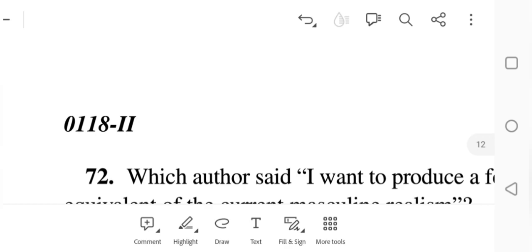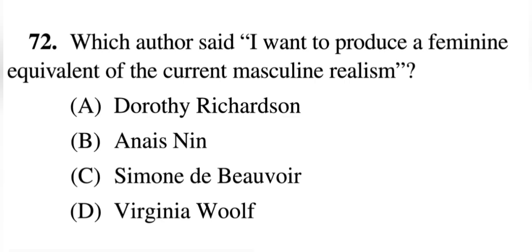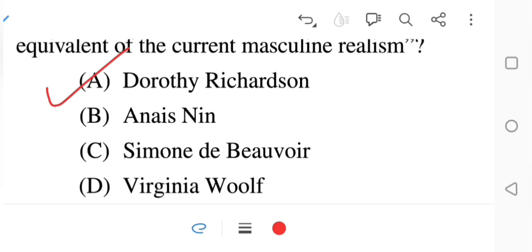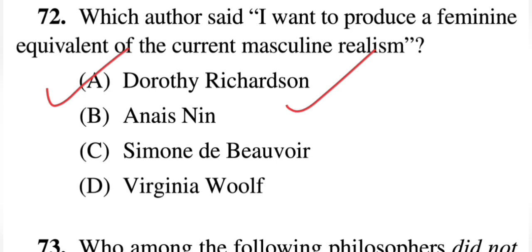It says 72. Which author said, I want to produce a feminine equivalent of the current masculine realism? So who said this statement or line? A, Dorothy Richardson, B, Anaïs Nin, C, Simone de Beauvoir, D, Virginia Woolf. 72. So correct answer will be A, that is Dorothy Richardson. Got it? Dorothy Richardson. I hope you know about her. Okay. Now let's move on to the next question.